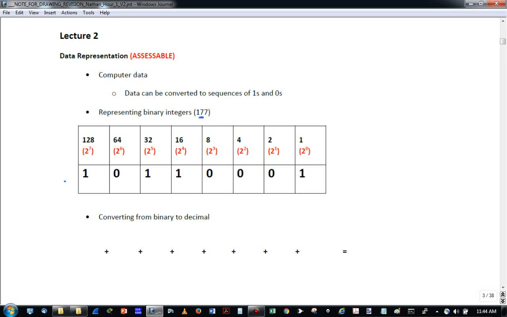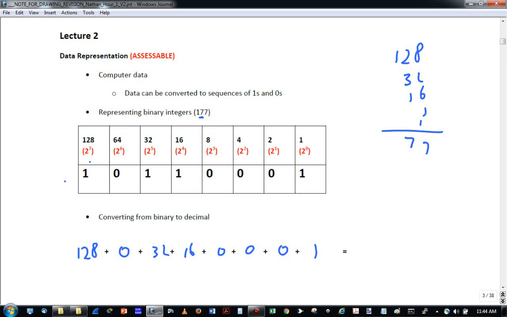So if I add these up, this one over here is worth 128. There's nothing in the next column. This one is worth 32. This one is worth 16. 0, 0, 0, and 1. So if I add those up, 128 plus 32 plus 16 plus 1 is 177, the base 10 or decimal value of that binary number.